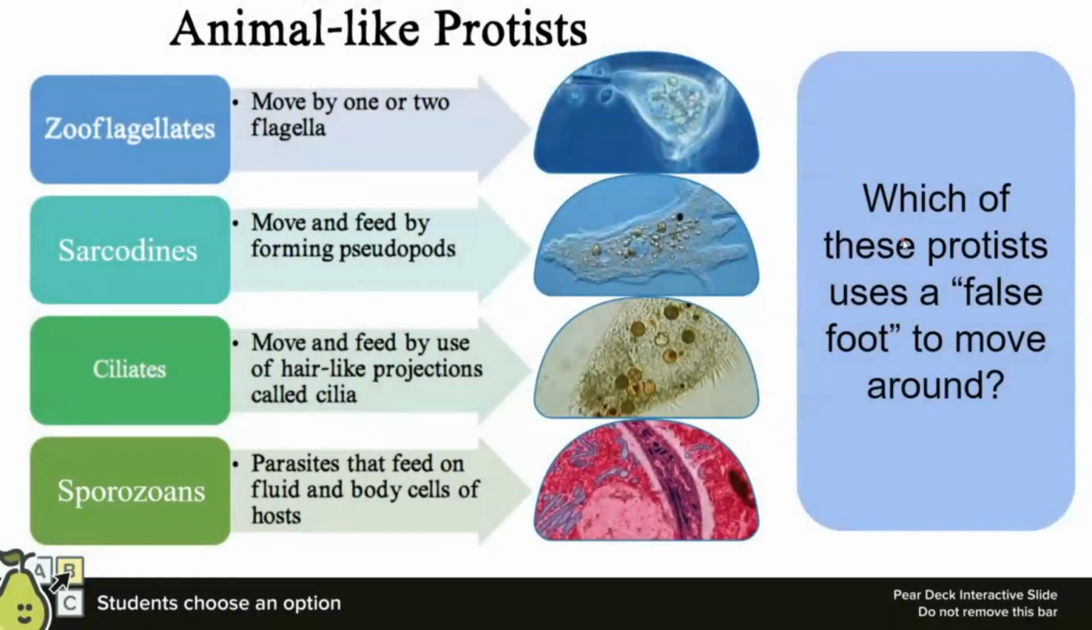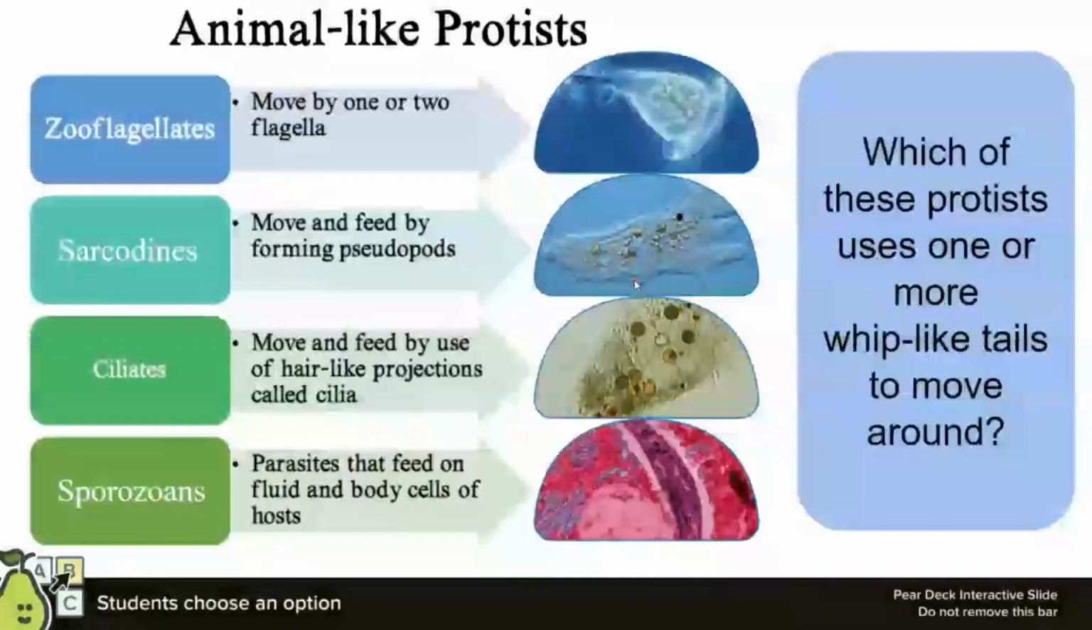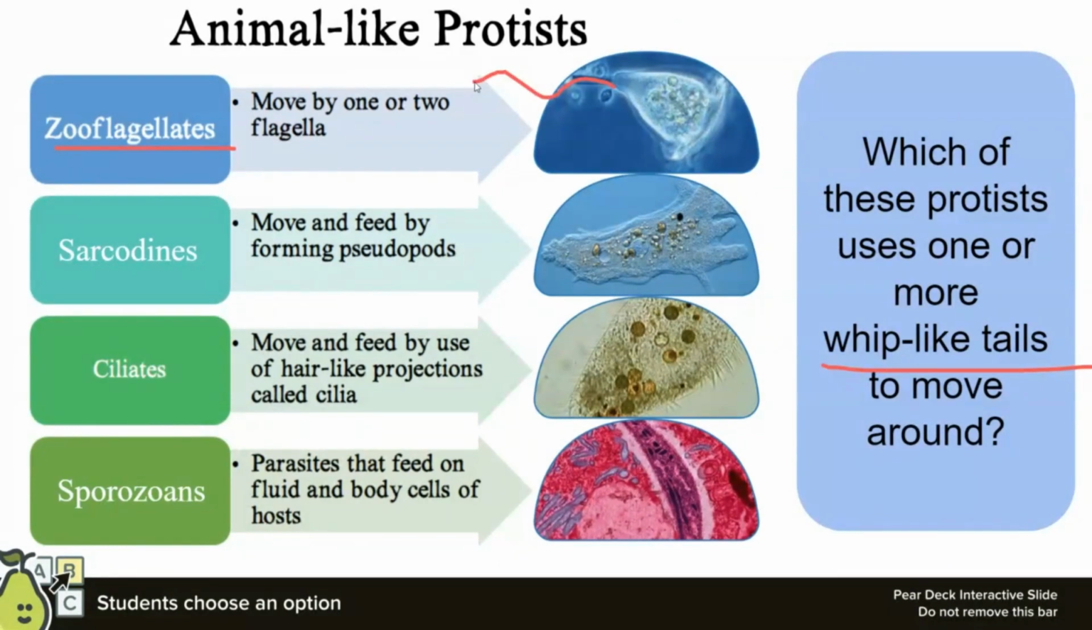All right, so if we are looking at this picture, it says which of these protists have something called a false foot? Well, what I'm going to look for is pseudopod, false foot, so sarcodine. And here we have an image of an amoeba under the microscope. This one says a whip-like tail helps it to move around, so I'm definitely talking about a flagellate or a zooflagellate. It should have one or two flagella. Some have many, but here you can see the flagella right here.